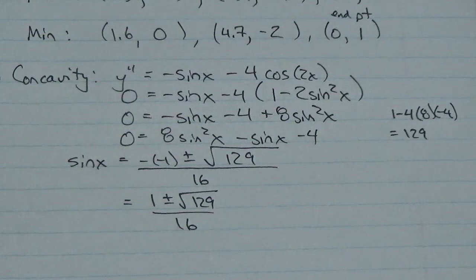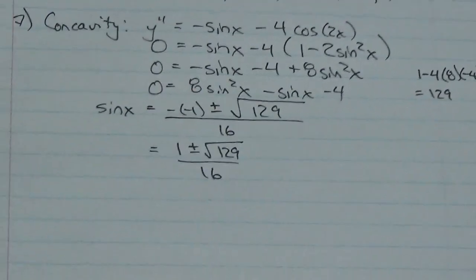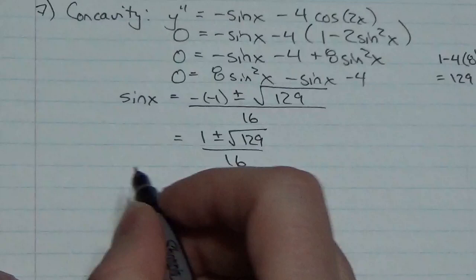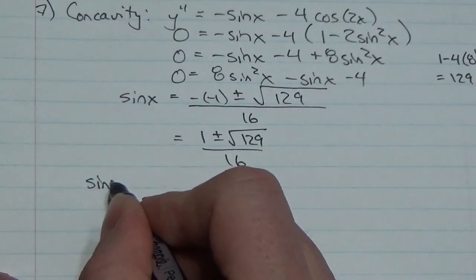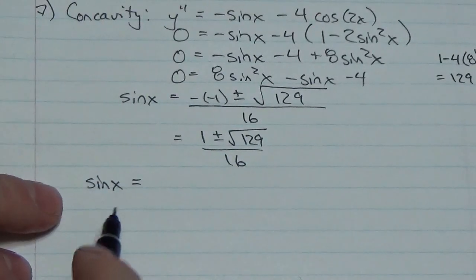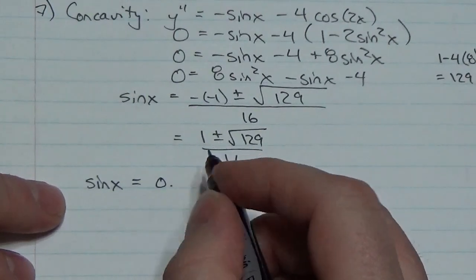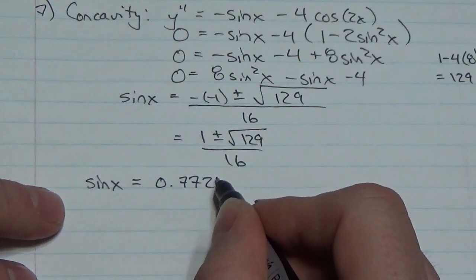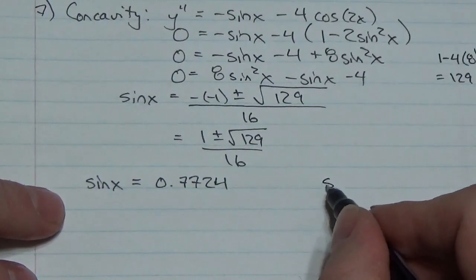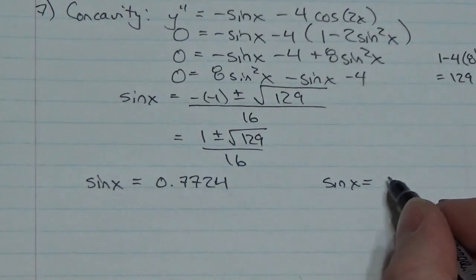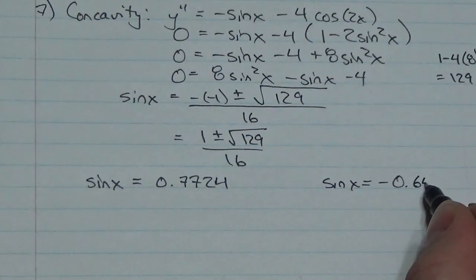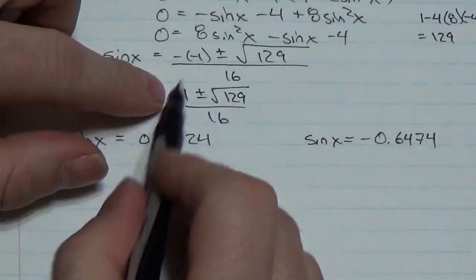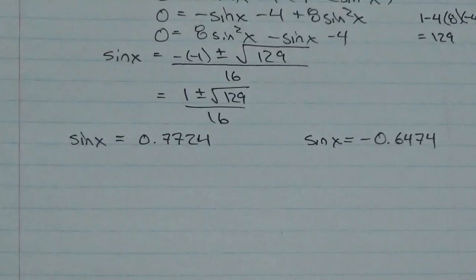I told you before that I had already gone through and done a bunch of these calculations. So there are two options here for what sine could equal, and I'm going to have to look at both of them. I've already gone to my calculator here. On one hand, sine could equal, to 4 decimal places, 0.7724, or sine of x could equal negative 0.6474. Those are the two values that I get here to 4 decimal places.